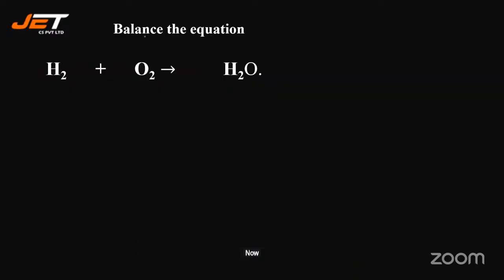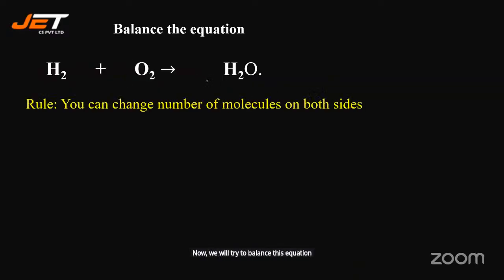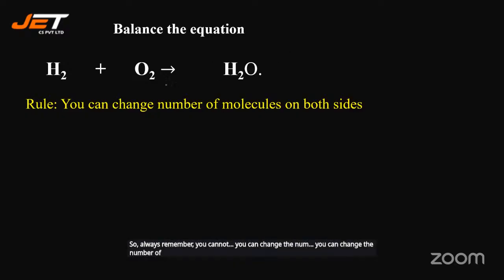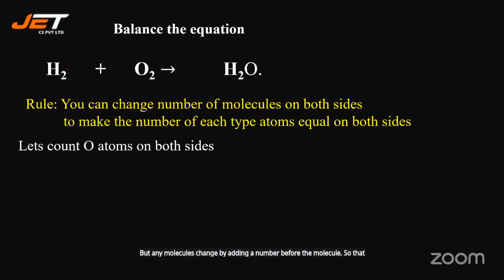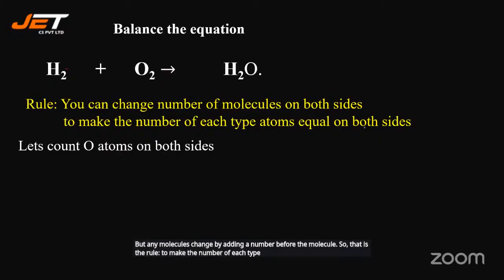Now we will try to balance this equation, the second one. So always remember, you can change the number of the molecules, but you cannot change the number of atoms. అంటే ఈ సబ్స్క్రిప్ట్ ని మీరు చేంజ్ చేయలేరు, బట్ ఎన్ని మాలిక్యూల్స్ ఉన్నాయనేది మీరు చేంజ్ చేయొచ్చు బై యాడింగ్ ఏ నెంబర్ బిఫోర్ ద మాలిక్యూల్. సో దట్ ఈస్ ద రూల్ టు మేక్ ద నెంబర్ ఆఫ్ ఈచ్ టైప్ ఆఫ్ ఆటమ్స్ ఈక్వల్ ఆన్ ద బోత్ సైడ్స్. ఇప్పుడు మనం ఫస్ట్ ఏం చేద్దాం?